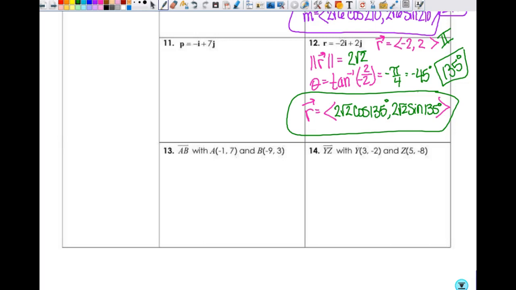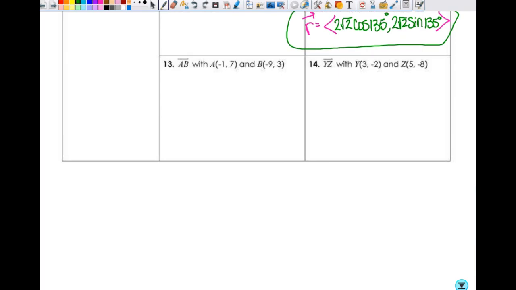All right. So 14 ends up a little bit different, so I'll walk through this one with you too. I have these 2 points. In order for me to begin this, I need this in component form. So my vector yz is going to be 5 minus 3, which is 2. Negative 8 minus a negative 2 is going to be negative 6. So then the magnitude of yz is going to be equal to the square root of 2 squared plus negative 6 squared, square root of 40, which is 2 square root of 10. There's my magnitude.